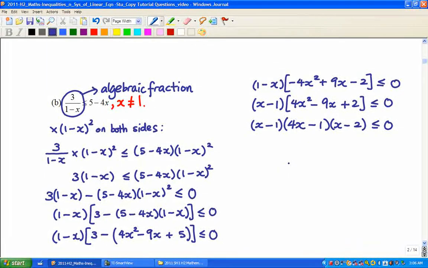Now when we have fully factorized the expression on the left hand side, as usual draw the number line with the roots labeled clearly on the number line.